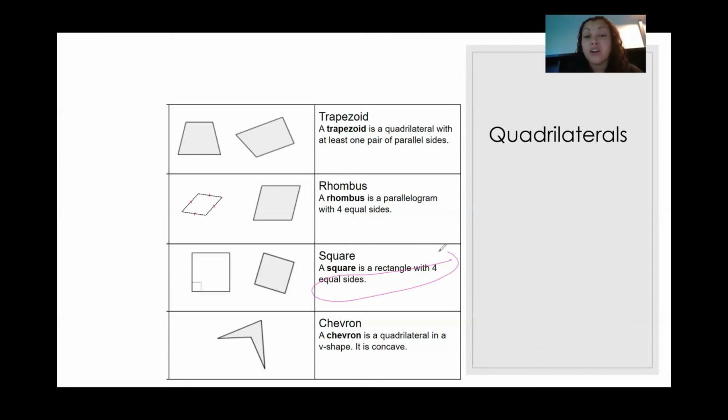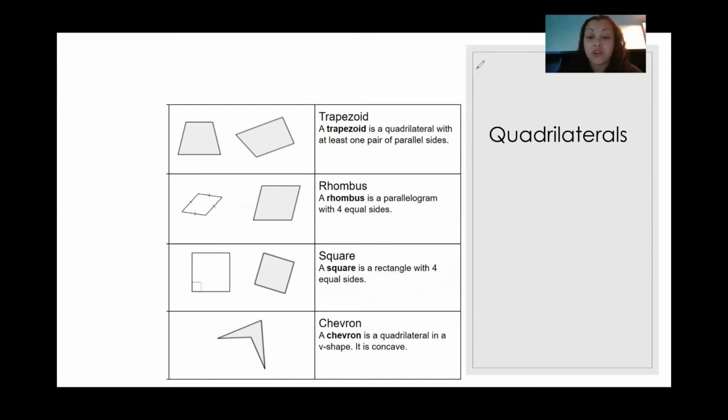So a square is not only a rectangle, but it's also a parallelogram, and it's a rhombus technically, and it's a quadrilateral because it has at least one pair of parallel sides, and it's part of the quadrilateral family just generally. So then the last one for this slide is called a chevron.